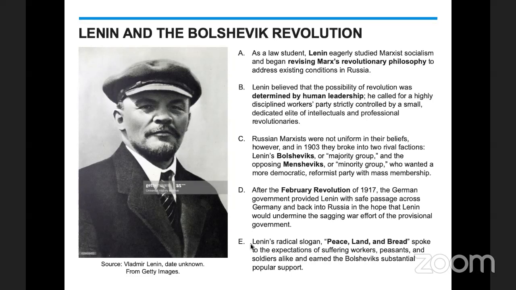And as he was studying it, he began revising it, thinking about how can I apply Marxist socialism in my country, in Russia. So he believes in the possibility that revolution is determined by human leadership. This is where he diverges from Marx. Marx always believed it was going to be workers unite, and that what's going to end up happening is the proletariat's, or workers', bloody overthrow, which is what Marx had always predicted.